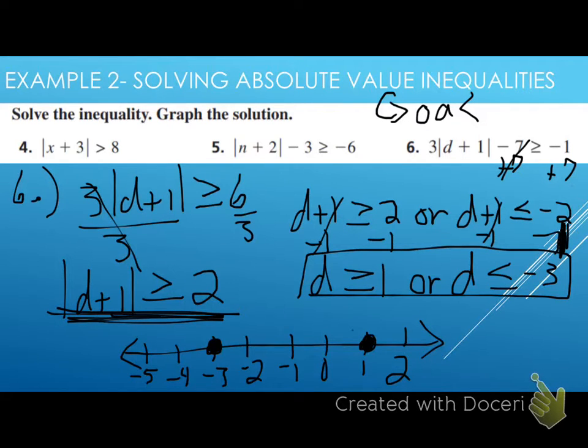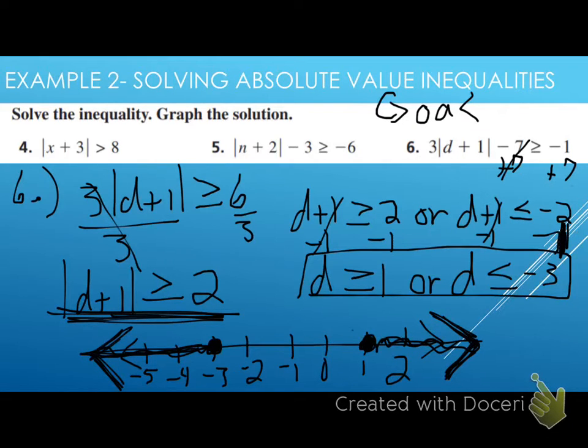D is greater than or equal to 1. Is that to the left or right of 1? To the right. D is less than or equal to negative 3. To the left or right of negative 3? To the left. There'd be my graph of 6.